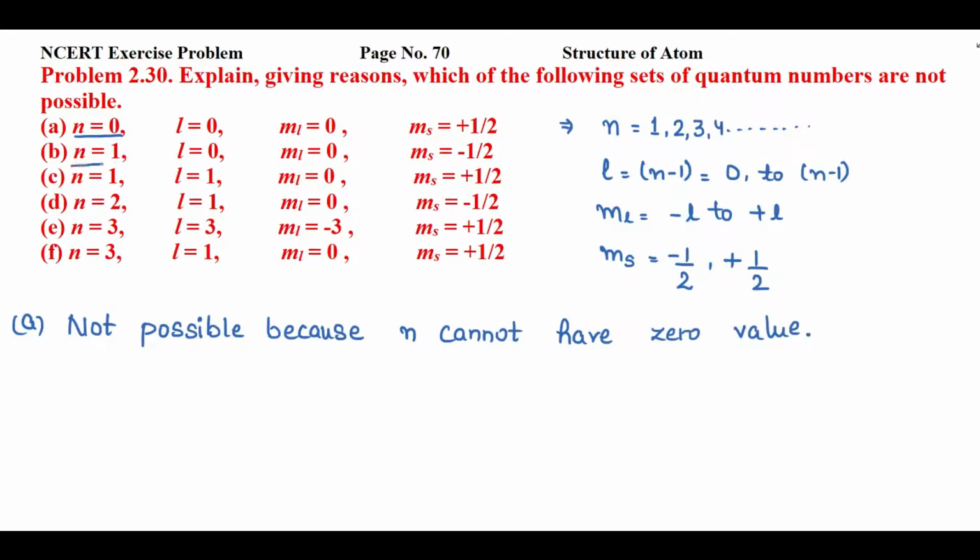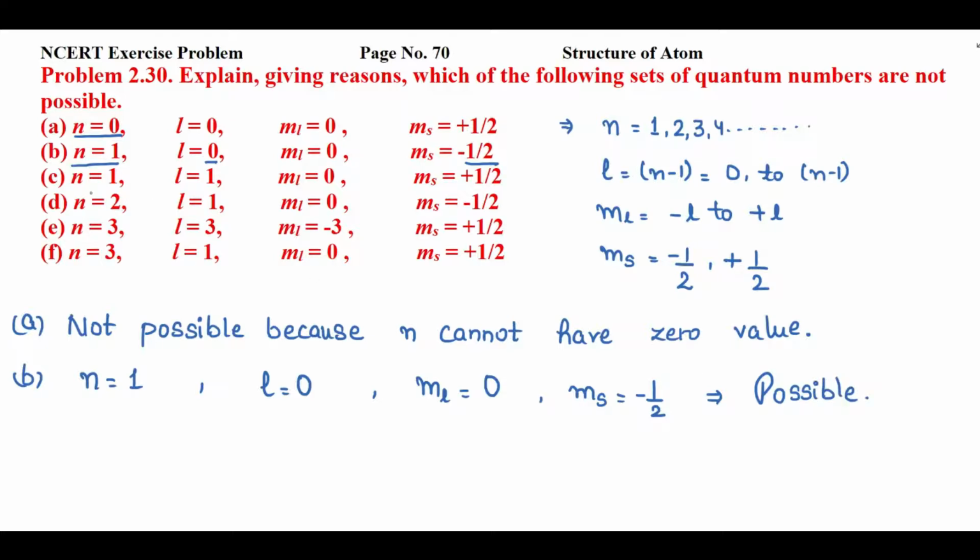Now let's see the next one. In this case, n equal to 1. Now l will be 0 to n minus 1, so in this case definitely l is 0. And m_l will be minus l to plus l. Now l is 0, surely m_l will also be 0. And we have minus half spin over here. So this set of quantum numbers is for sure possible.